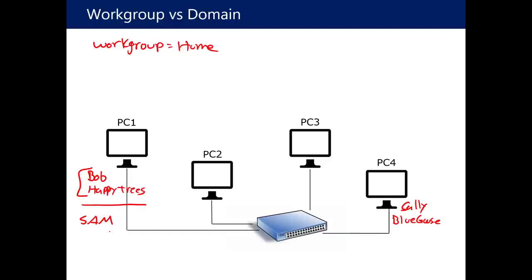Now, on a home network, this is probably exactly what I want. If Bob is the dad, he has his PC. If Sally is the mom, Sally has her PC. If you have kids, they have PC 2 and 3. Every person logs into their own PC. The only thing these computers have in common in a workgroup environment is that they all connect to the same network. That is the only commonality. Everything configured on one computer is going to be unique to that computer. So, as we said, that is probably exactly what you want at home.